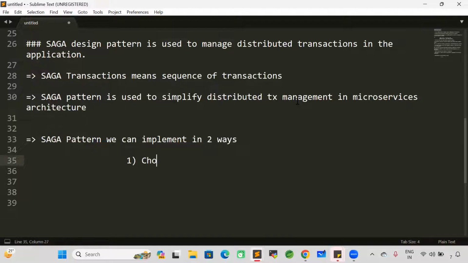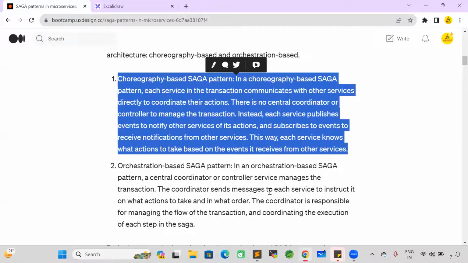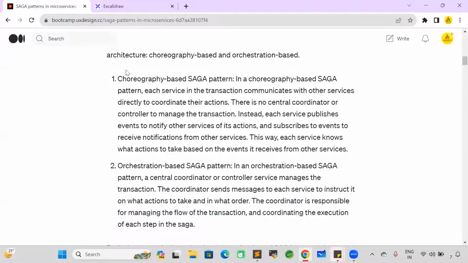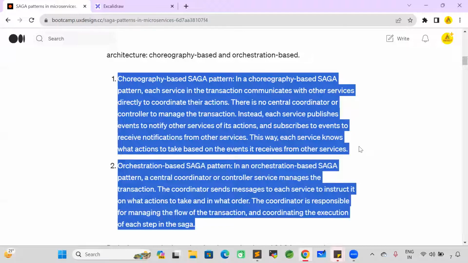What is the first one? The first one is choreography pattern. Choreography SAGA. Second one is orchestration based SAGA. Choreography and orchestration, these are the two ways that we can follow to implement the SAGA design pattern, which is used to manage distributed transactions. Can you read this one? What is choreography based SAGA and what is orchestration based SAGA? Could you please read these two points?